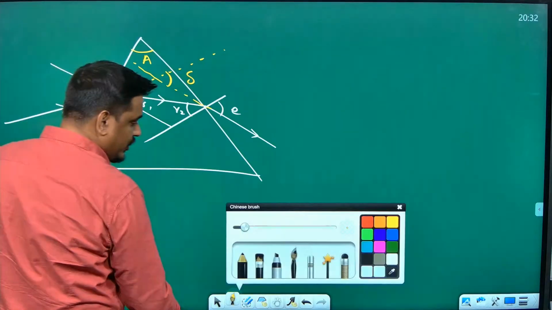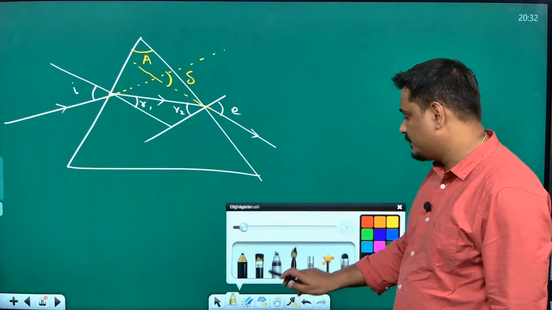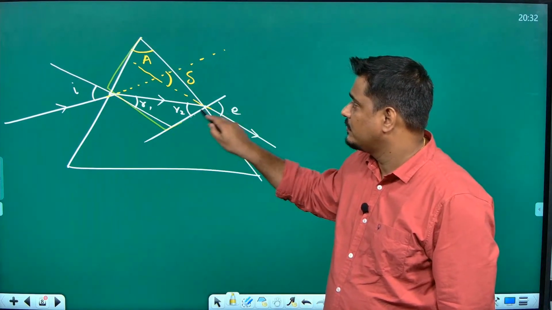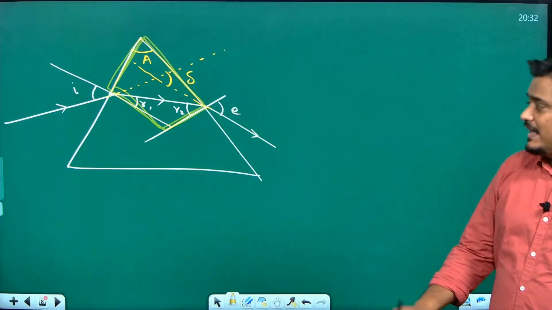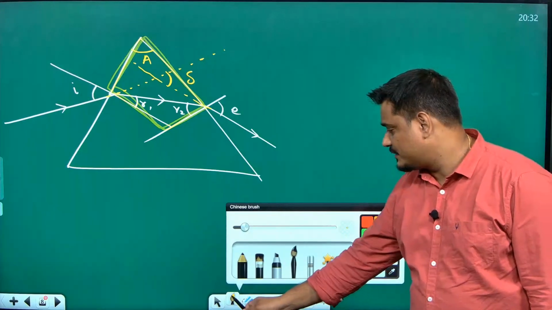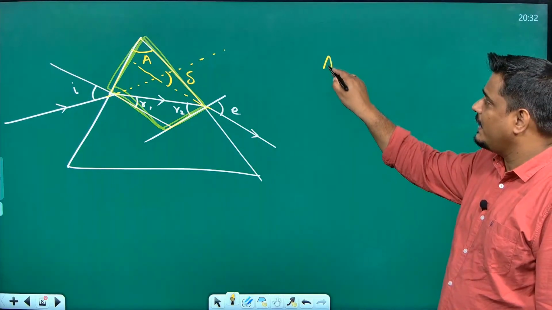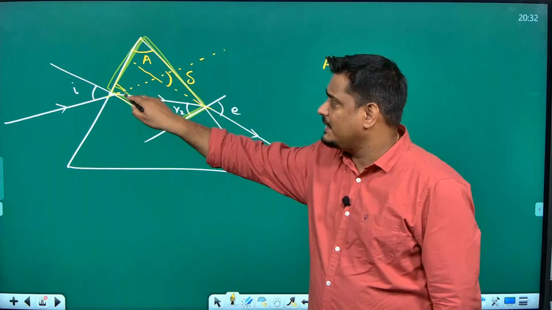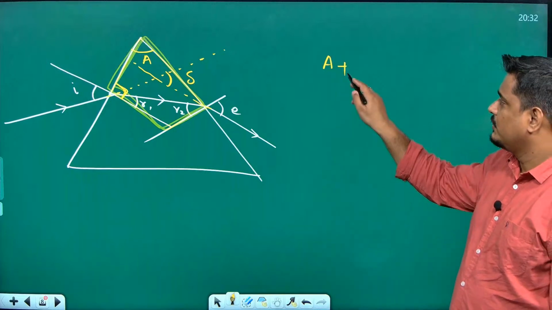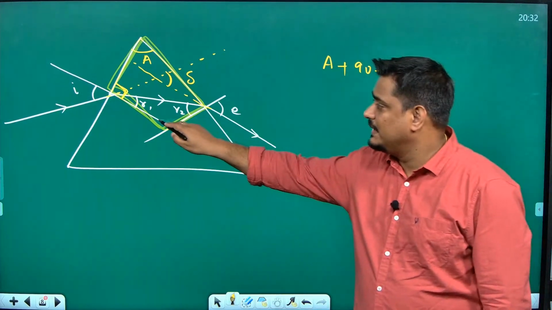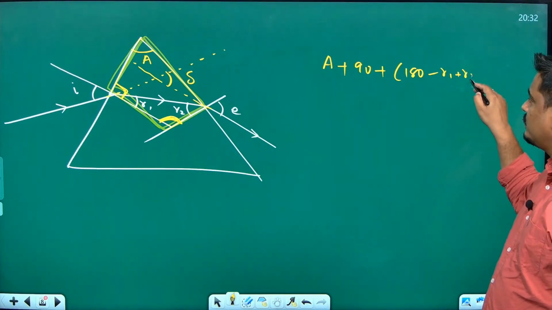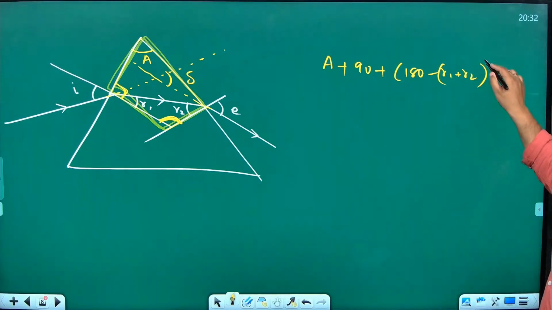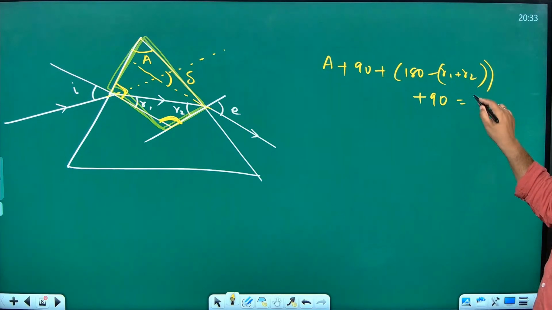So, if you see here, you will realize that we are having a quadrilateral here. Are you able to see this quadrilateral? Visible to you? In this quadrilateral, I can write angle A plus this 90 degree, isn't it? 90 degree plus this angle will be 180 minus (R1 plus R2). Do you agree? And once again plus 90 is equal to how much? 360 degree, because the sum of angles of a quadrilateral is 360 degree.